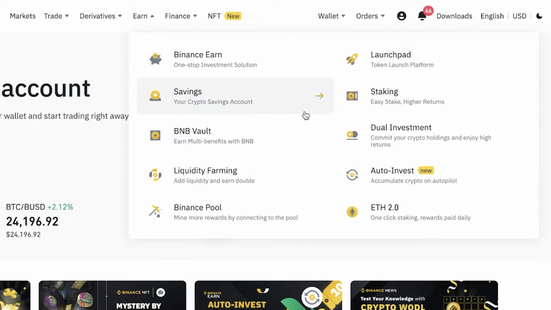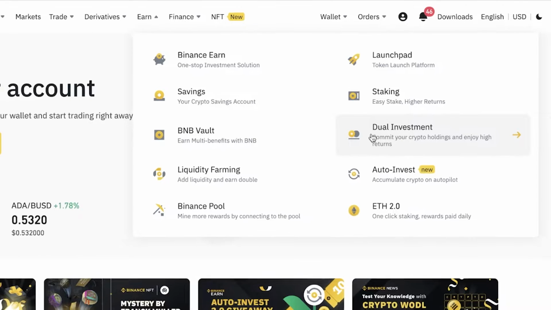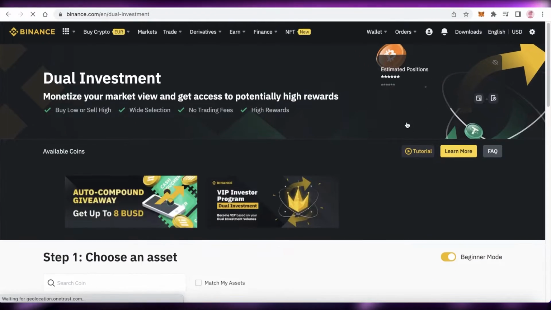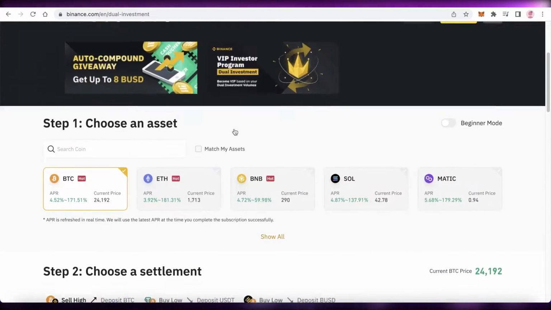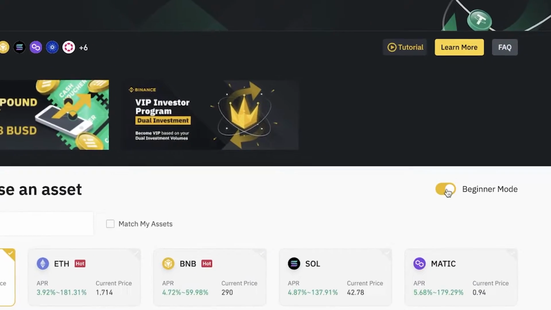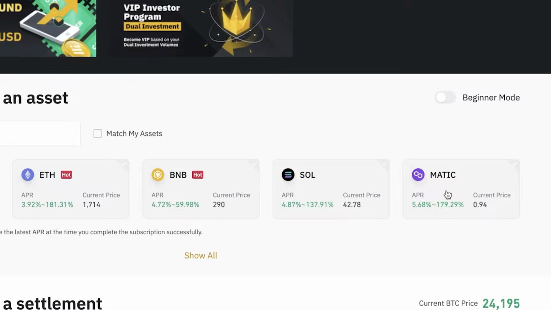Then you can click on dual investment on the right side in this drop down menu, and once you click on dual investment, this page will open up. Over here you can choose to enable beginners mode or the complex mode as well.